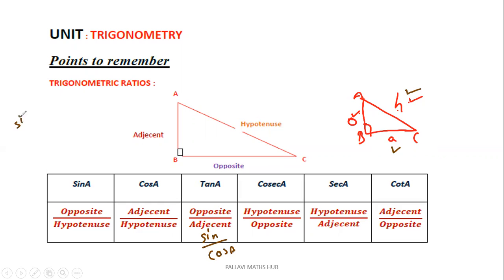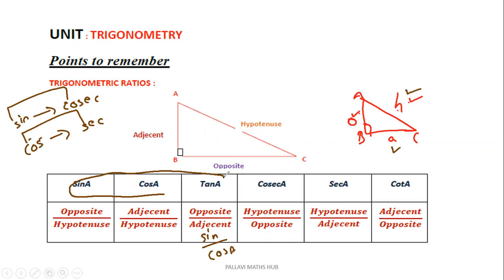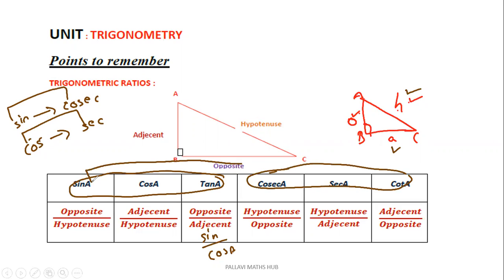Next, sine is the reciprocal of cosecant, cos is the reciprocal of secant, and tan is the reciprocal of cot. Sine to cosecant, cos to secant. Consider this one pair and this the second pair. This is very simple. In the exam, they will ask questions related to this.